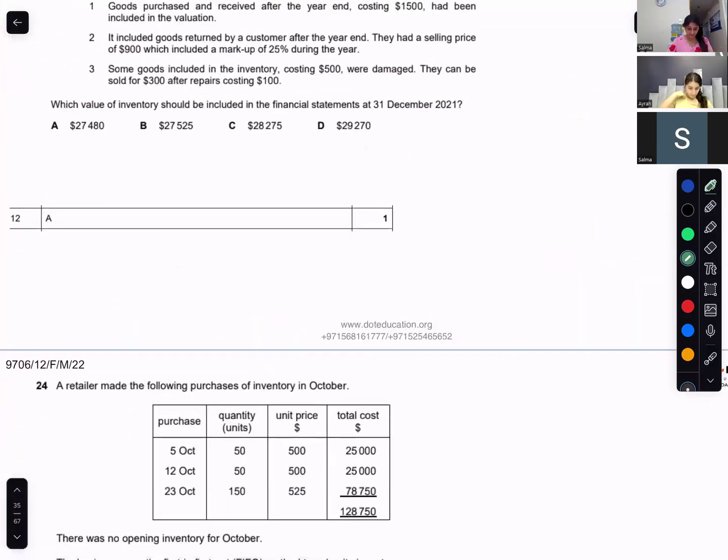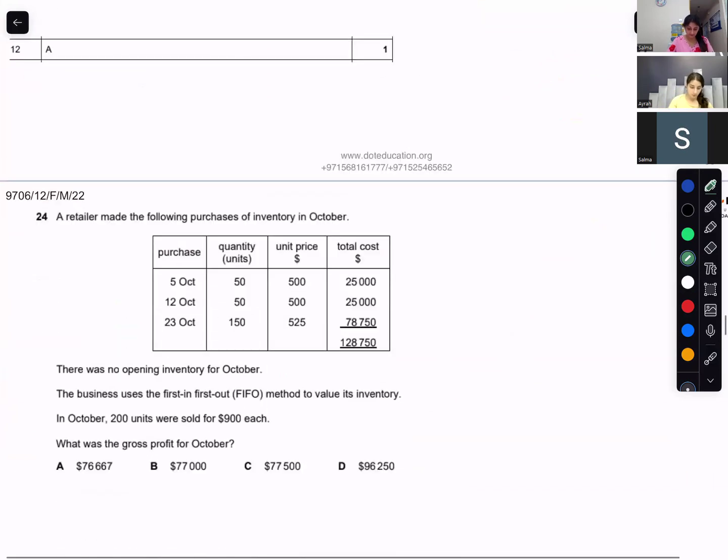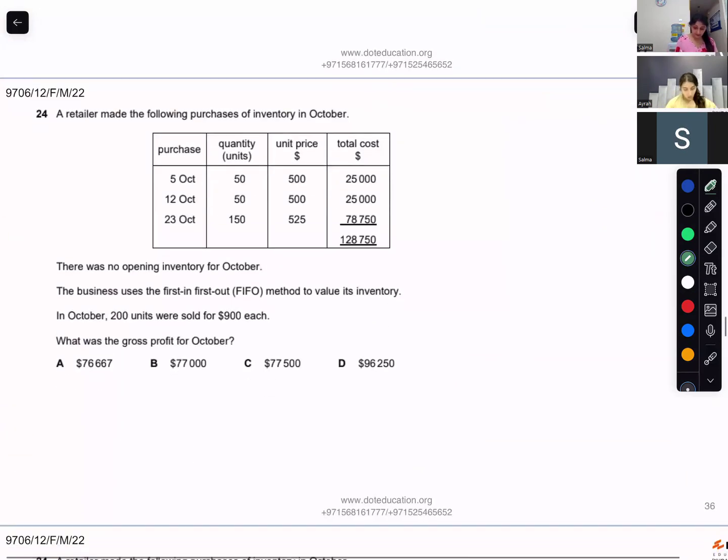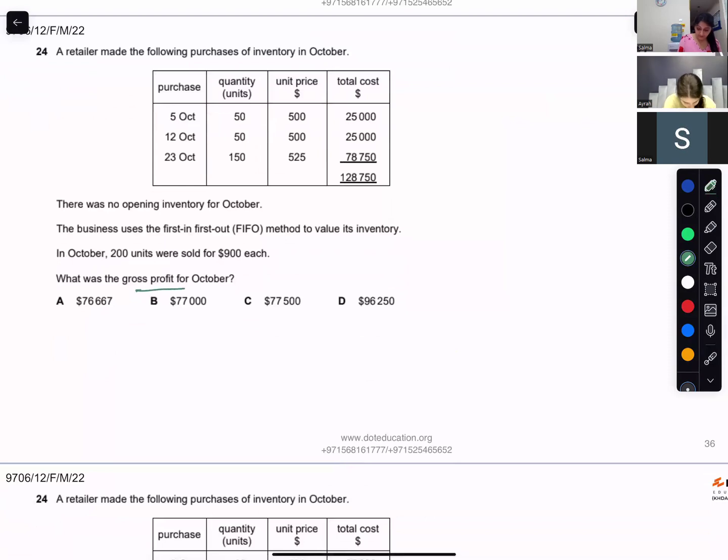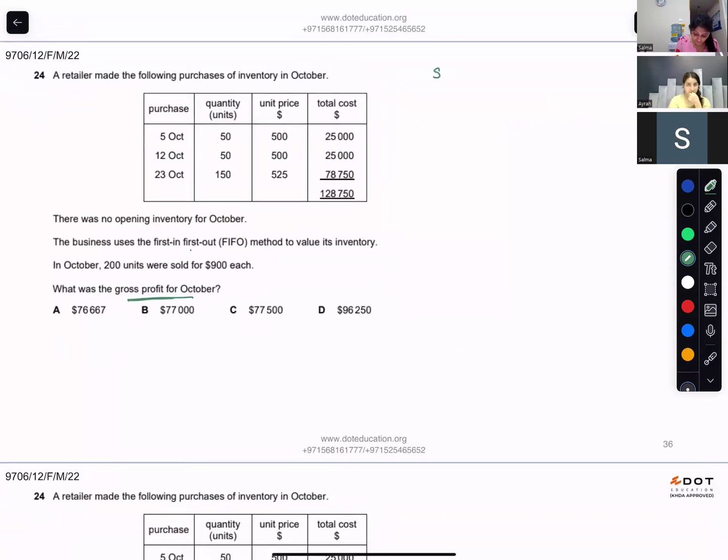So they want us to find the gross profit for the year, for October, sorry. Gross profit for October. So that means whatever will be sold, they are valuing inventory on FIFO, and 200 units are sold. So sales is how much?